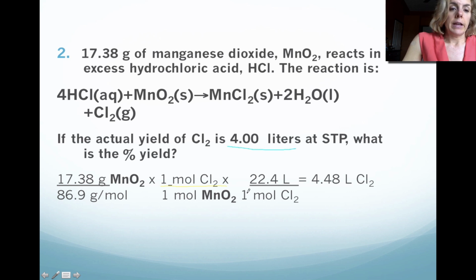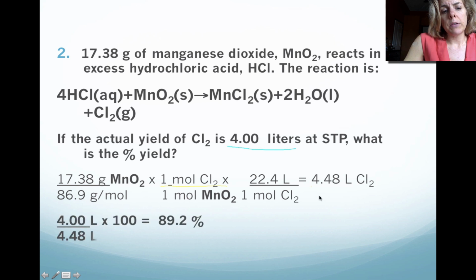So notice that if we use all of the amount that we started with, this is our maximum yield or theoretical yield. So what goes in the numerator is the actual yield divided by the maximum or theoretical yield. And when we do that, we get 89.2%.